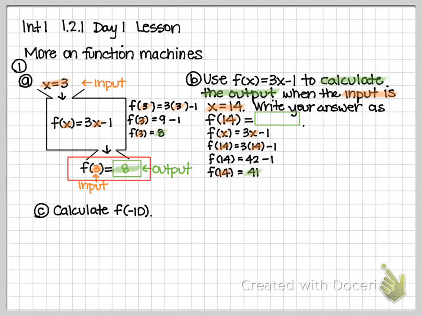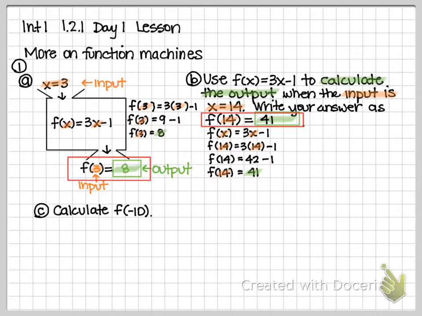But the orange thing inside the parentheses was the input. So let's go back and put the output where it belongs. And remember, the entire red box is the answer. So f of 14 is equal to 41.